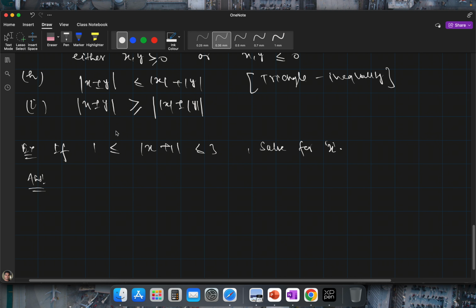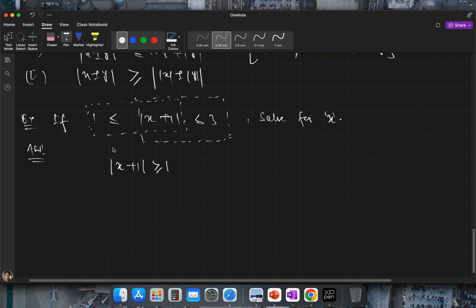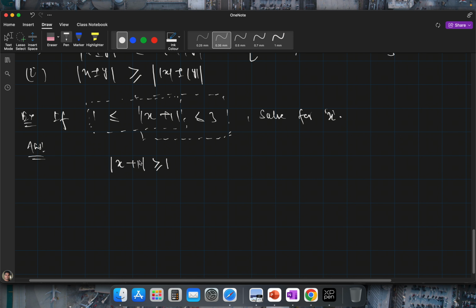Okay. So you can see that it has two inequalities. This is first and this is second. Either you can use this way or graphically you can solve this very easily. Let's take the first inequality, that is nothing but mod of x plus 1 is greater or equal to 1. I have just inverted that. Is this correct? I can write this as this, right? So what is the solution of this?